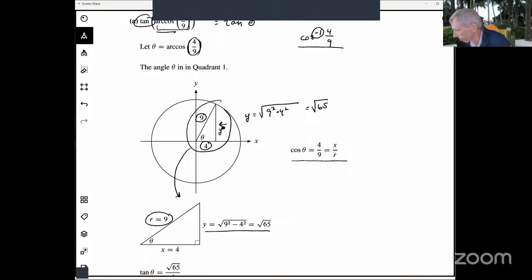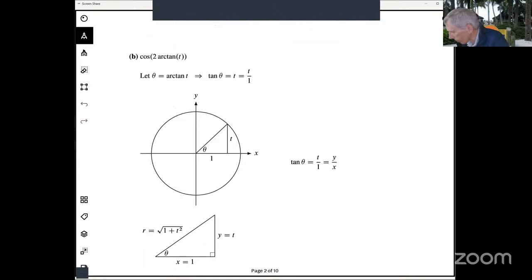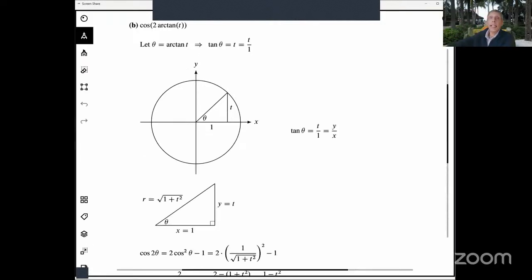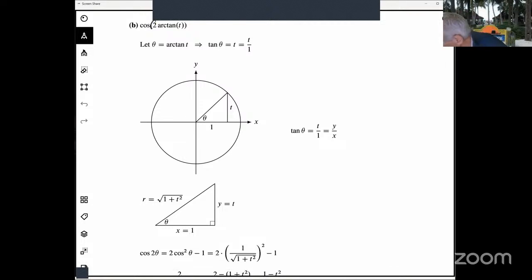Okay. All right, let's take a look at part B, see what we can do here. Let me arrow up just a little bit, see if I can get that working. Beautiful. So this one has a variable in it, and it also has an extra 2 in it. Holy Toledo. So I want to find the cosine of 2 times the arctangent of t.